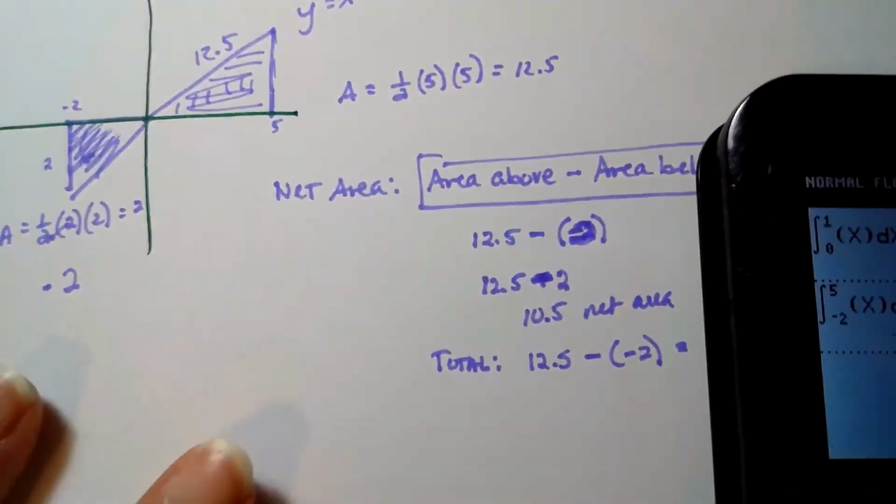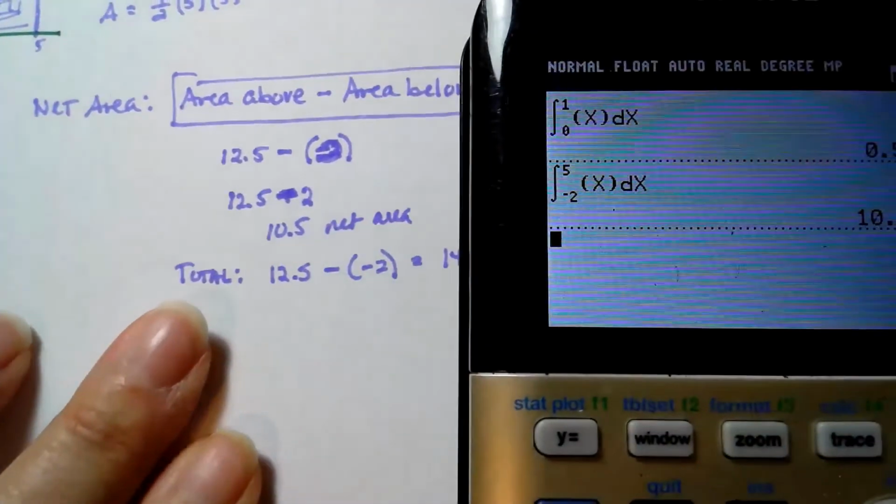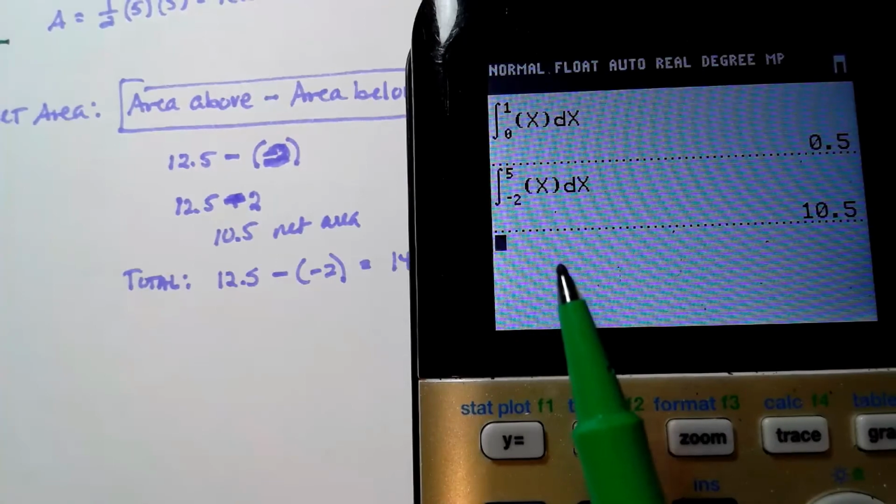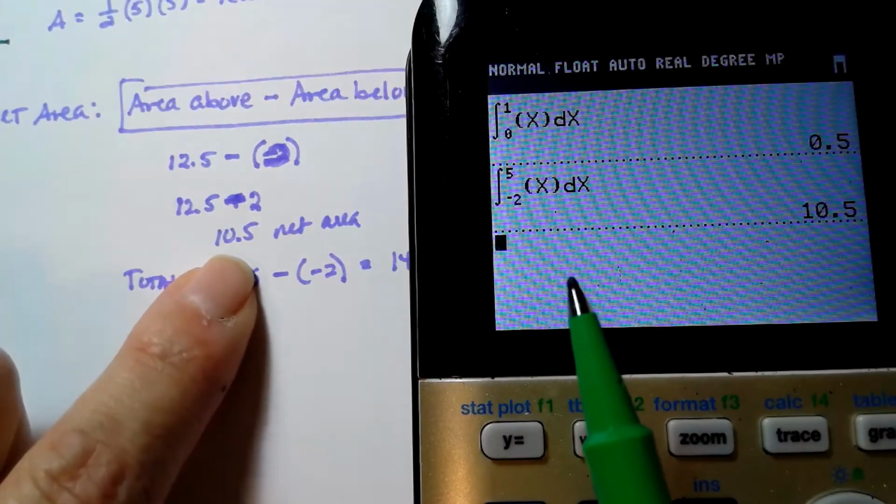and I get 10.5. Okay, so what the calculator is doing is subtracting out the area below, like you see in the picture, and you're getting this net area here.